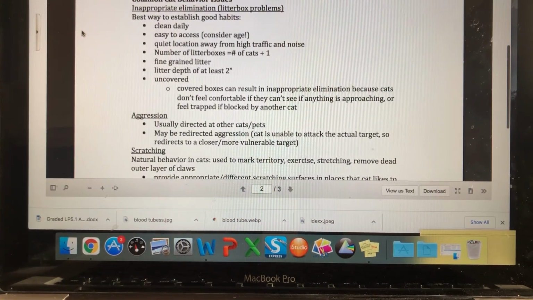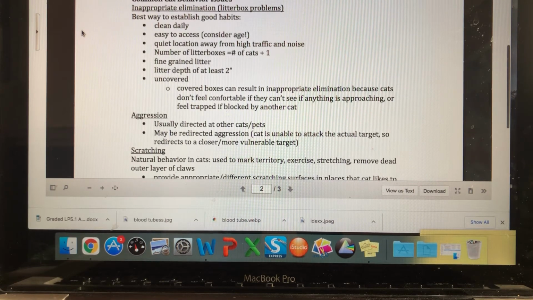So cat behavior issue number 2 is aggression. Cats tend to direct their aggression at other cats or other dogs more so than people. And a lot of the time that's a redirected aggression. So what that means is the cat isn't able to attack its actual target, so it's redirecting to a closer or more vulnerable target. So I have an example.